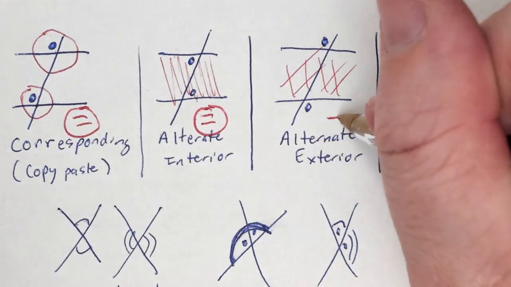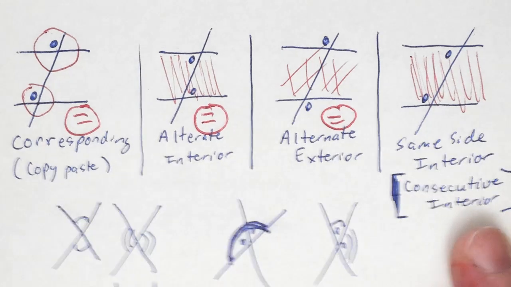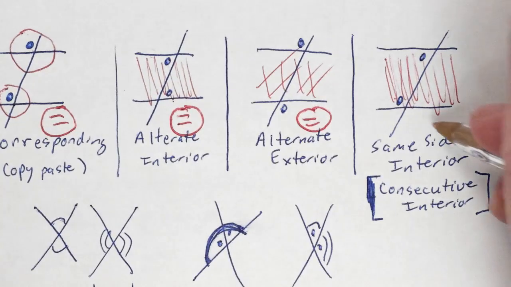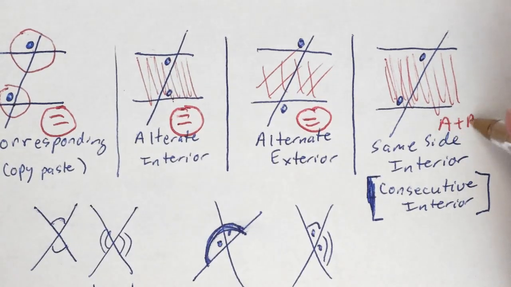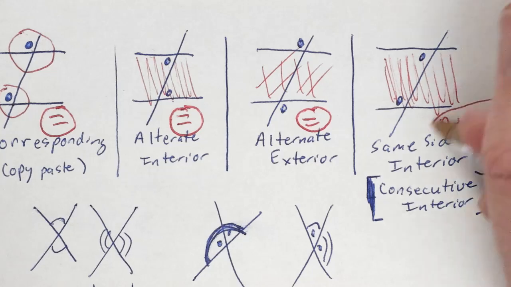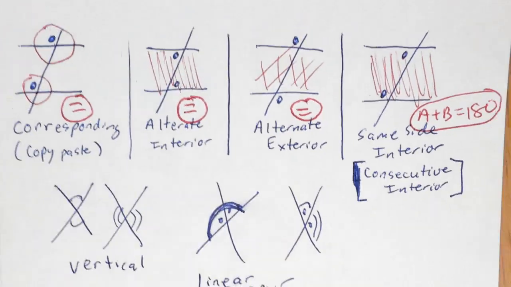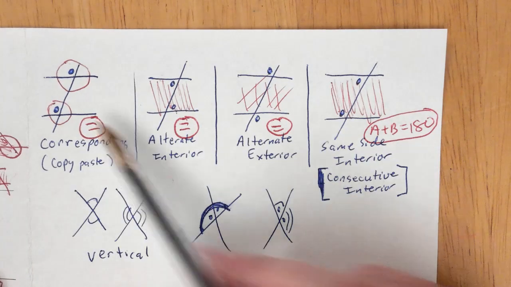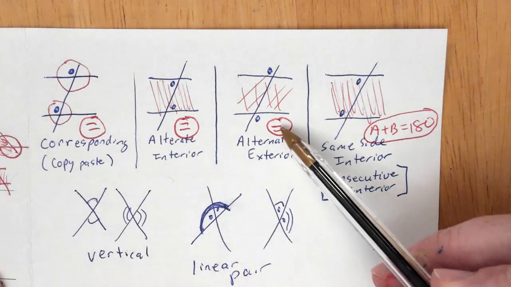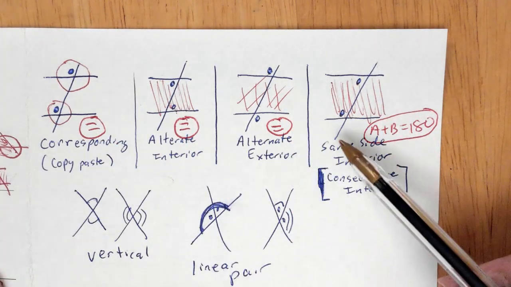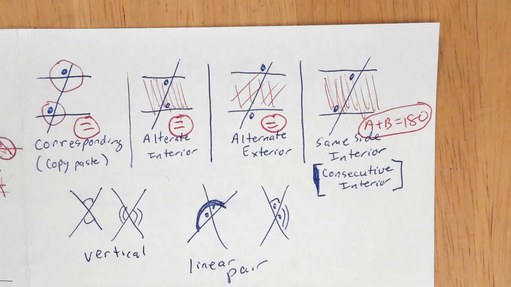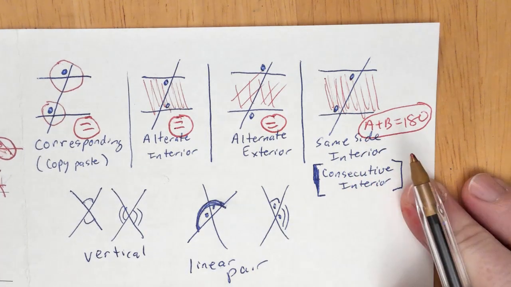That would be equal. Alternate exterior would have to be equal, and finally, same side interior would have to add up to equal 180. Because that's acute, that is obtuse. So, right there, corresponding is equal, alternate interior is equal, alternate exterior is equal, and same side interior or consecutive interior, same thing, they add up to 180. So with those rules, you should be able to do this.